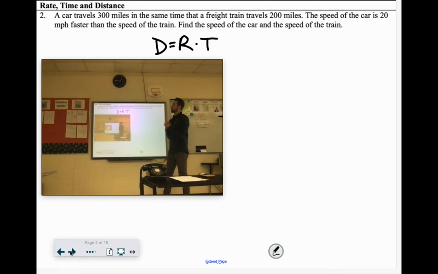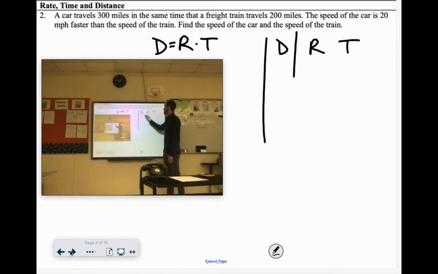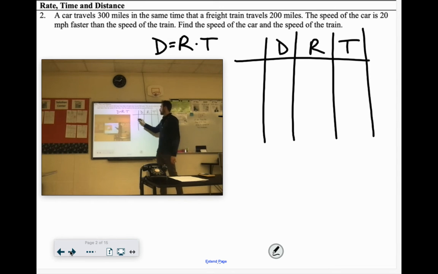A car travels 300 miles in the same time that a freight train travels 200 miles. The speed of the car is 20 miles per hour faster than the speed of the train. Find the speed of the car and the speed of the train. So I'm going to come up with 3 columns here. A distance column, a rate column, and a time column. We're going to calculate it for the car and the train.